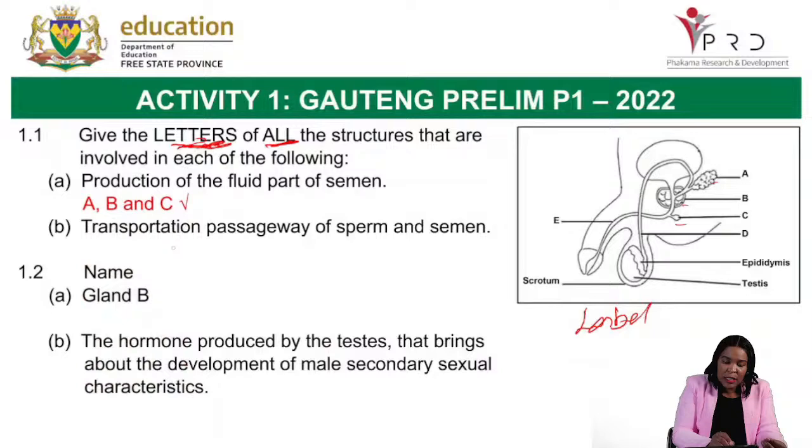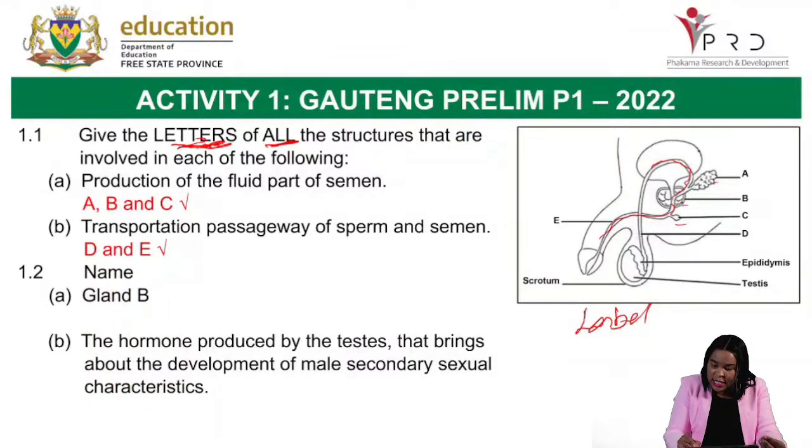And then the transportation passageway of sperm and semen. So where does sperm travel? So which parts are involved in the traveling now of sperm? So already you have your answers there. So those parts will be your D, and you have your E, also your urethra and your ejaculatory duct.